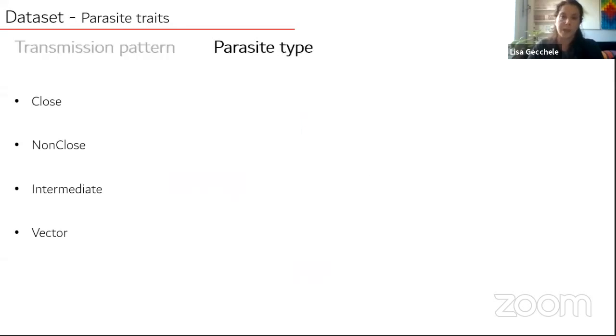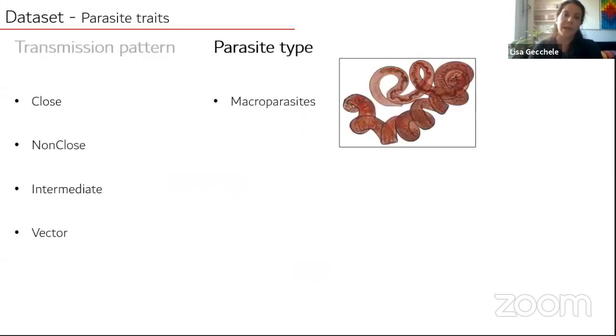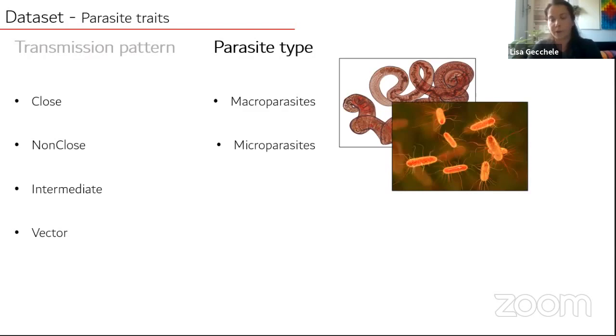Parasite type is defined as macroparasite if the parasite reproduces outside the body of the host, so all the helminths and ectoparasites, and microparasites, which includes all the parasites that replicate within the body of the host.